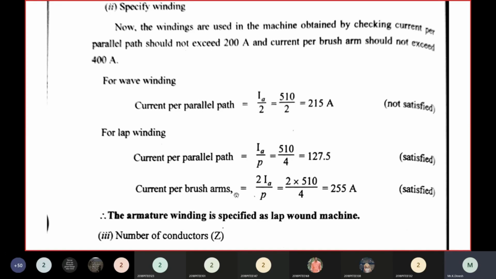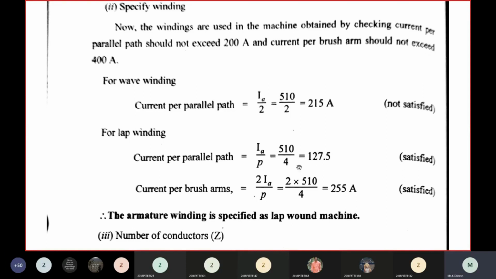Next one is current per brush arm, 2 Ia by P, 2 into 510 by 4. It is less than 400, 255 amps. So the current per parallel path as well as current per brush arm, both are satisfied. It is less than 200, it is less than 400. So definitely it is a lap wound machine. You have to write the conclusion as: armature winding specified as lap wound machine. It is not wave wound, it is a lap wound machine.